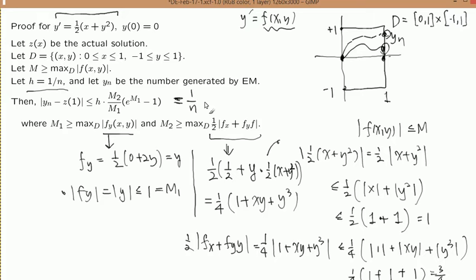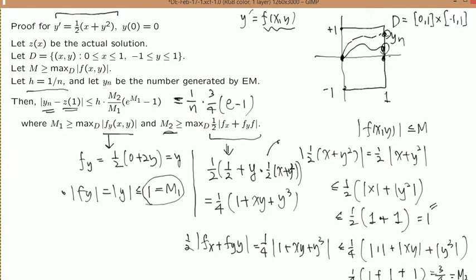H is 1 over n, right? What is m2? m2 is calculated here as 3/4. That m2 is the maximum, or anything larger than this value here. So it's 3/4. m1 was 1, so I don't have to write it, and we get e minus 1. Okay? So this theorem guarantees that this is the actual solution, and if you repeat Euler's method n times, after dividing into n pieces, you arrive here at 1. The difference between these two things is going to be less than this quantity.